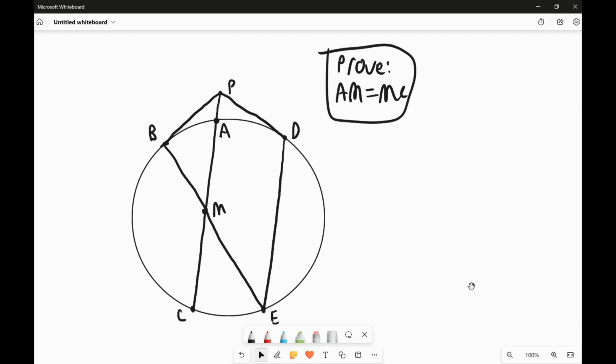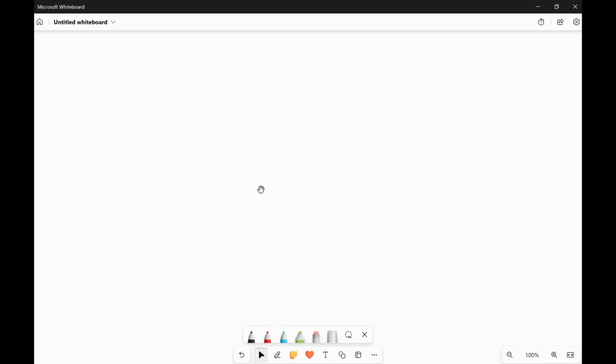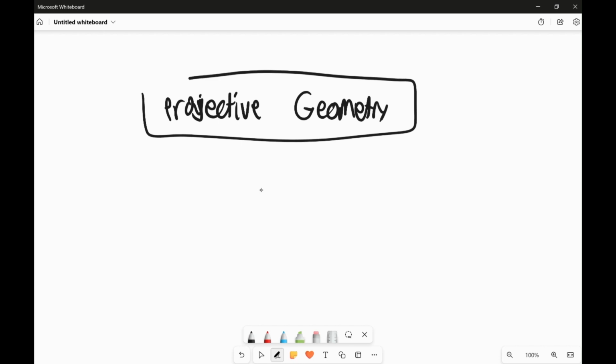And in this video, we're going to be exploring a technique that will one-line this problem. You'll solve it in only one line. So what is this technique, you may ask? Well, it's called projective geometry. I spelled it on the screen. It's projective geometry. So what is projective geometry?